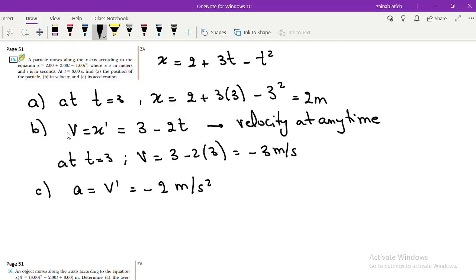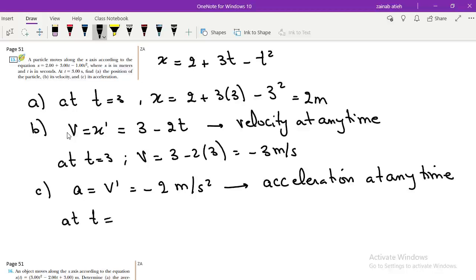Okay, so I have found A. This A that I found is the acceleration at any time. But notice here in the question, it came out time independent. So this A is constant at all times. So at t equals 3, it will also be minus 2 meters per second squared, because it is time independent.